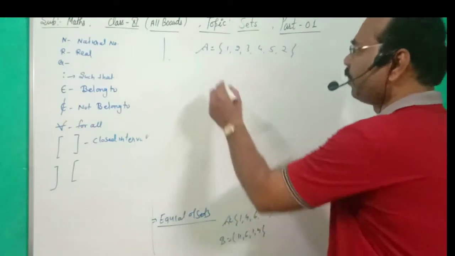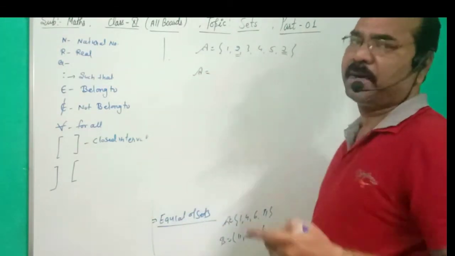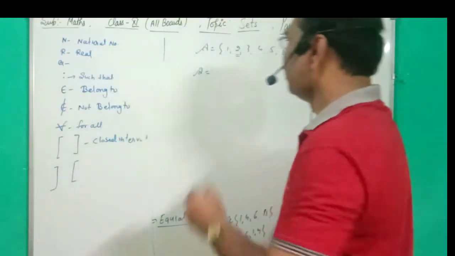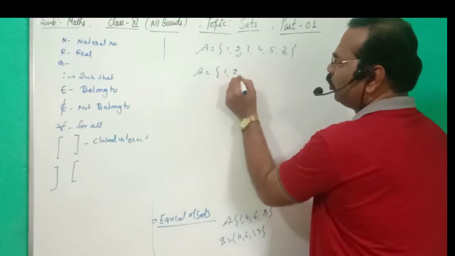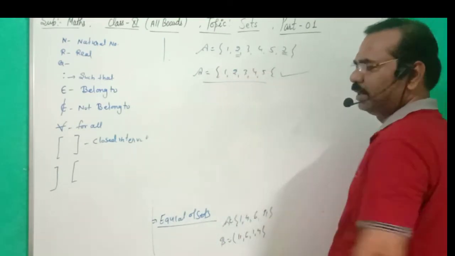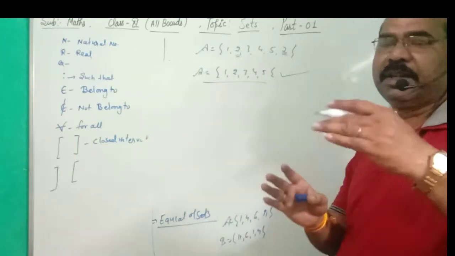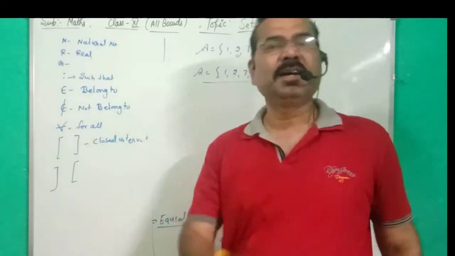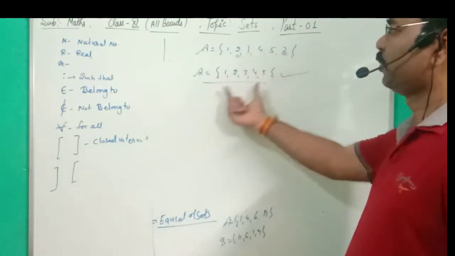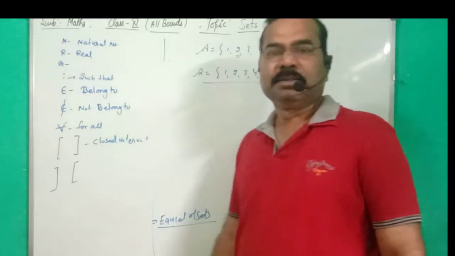Yes students, you remember that element 2 is repeating two times. According to the rules of a set, you can write 2 only one time. You can write 1, 2, 3, 4, 5. That is the proper way to write it in the form of a set. Even if an element appears multiple times, you write it only once. Here 2 appears two times, so we write 1, 2, 3, 4, 5. That is the proper way of writing sets.